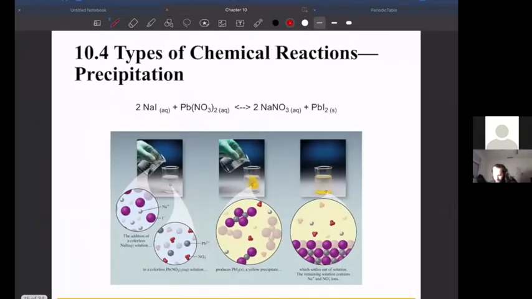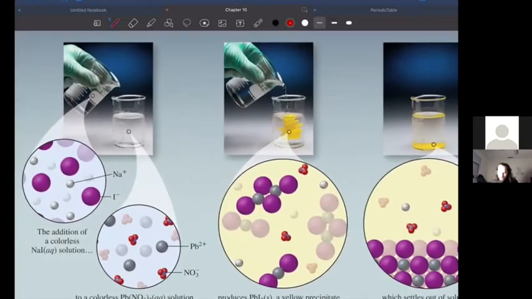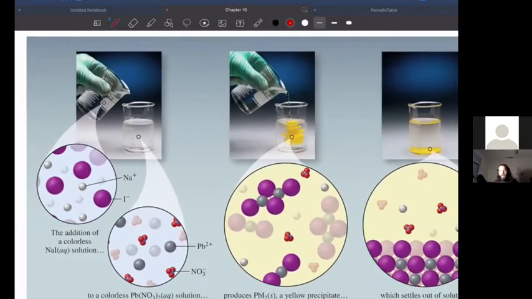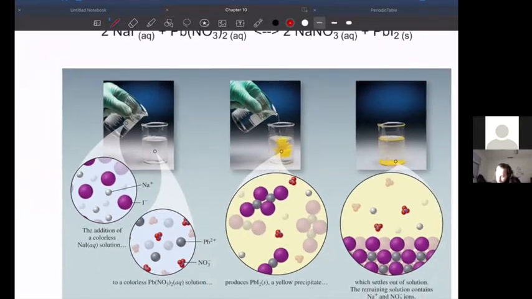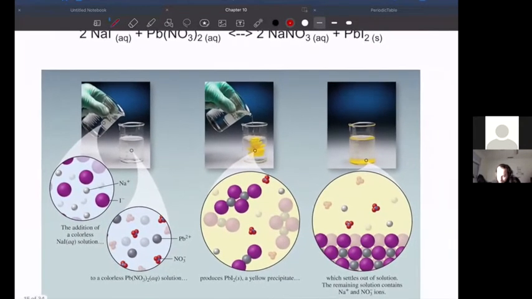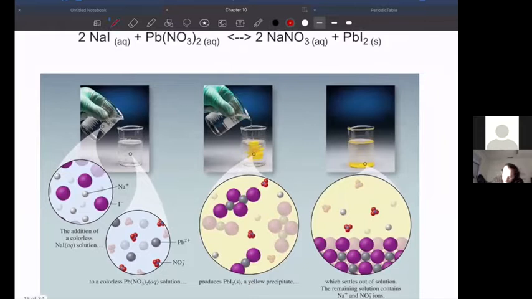So first, let's talk about precipitation reactions. So let's actually just zoom in on our little picture here. This is when we mix two aqueous compounds together and a solid is formed. Okay, so over here I have sodium iodide, and I'm mixing that with lead nitrate. So this beaker here contains sodium iodide. This beaker here contains my lead nitrate, and I'm going to mix those together.